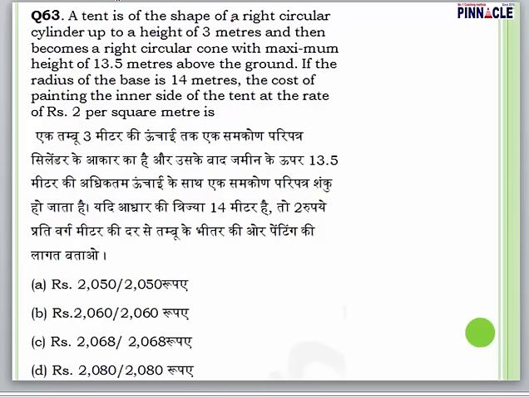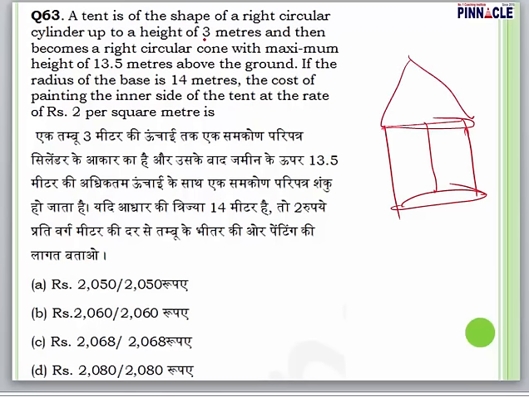Question number 63. A tent is of the shape of a right circular cylinder up to a height of 3 meters. And then becomes a right circular cone with a maximum height of 13.5 meter above the ground. If the radius of the base is 14 meter, the cost of painting the inner side of the tent at the rate of 2 rupees per square meter would be how much? So see this and then this. After that, it will be equal to this. This is 3 meter. Height 3 meter. Total height is 13.5 from this to this. That is, you can say 10.5 is this height. And radius is 14.